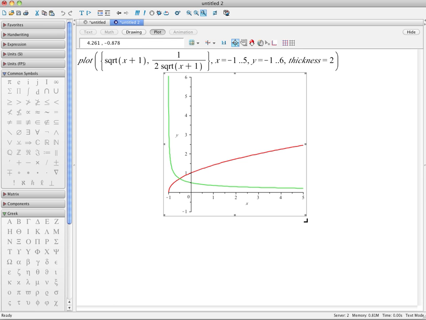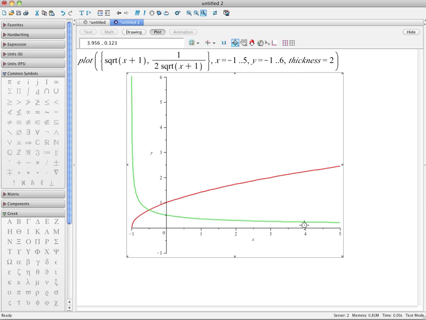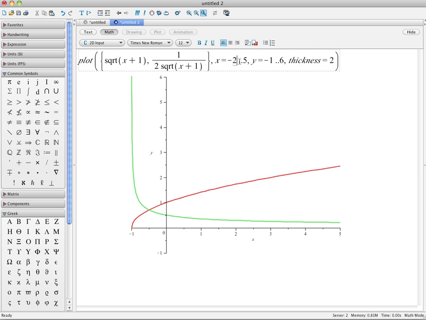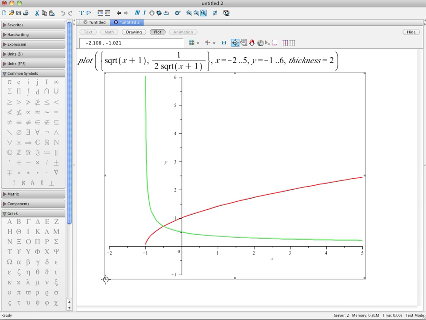Okay, so let me make this a little bit bigger. I'm going to look at these two functions and say, all right, which is the original function and which is the derivative? So I'm going to change this x here to -2 just so you can see what's going on over here. There's actually nothing going on, but I want you to see that there's nothing going on. There we go. Okay, this is the square root of x plus 1, because when x is equal to -1, I get square root of 0, which is 0. And there's my original function.